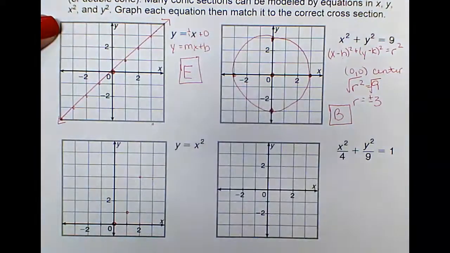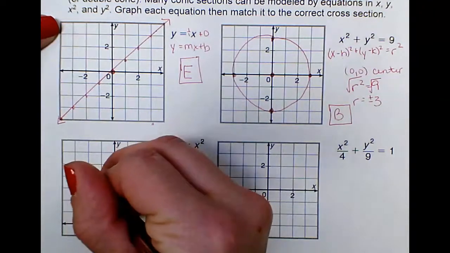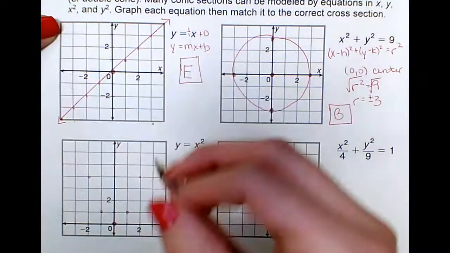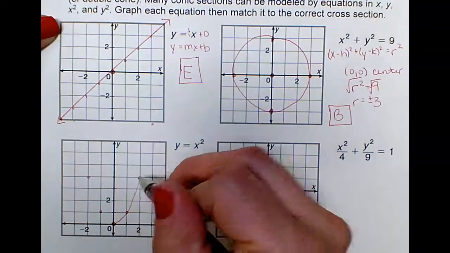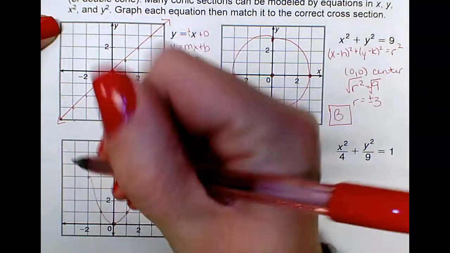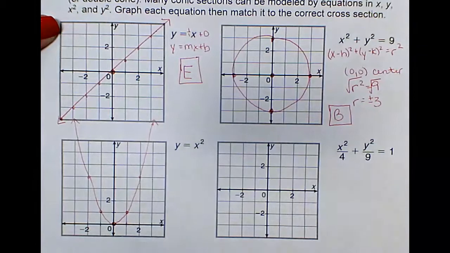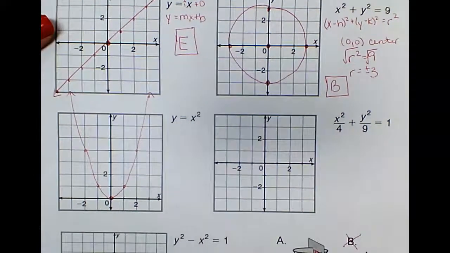Do the same thing on the left side. Over 1 up 1, over 1 up 3, over 1 up 5. So here's my parabola. So I need to go find the conic section that creates like a parabola shape.